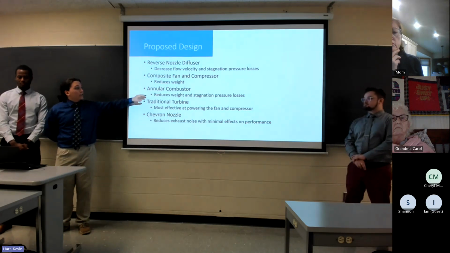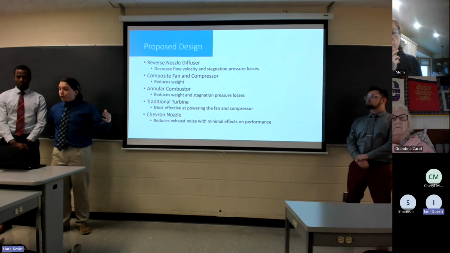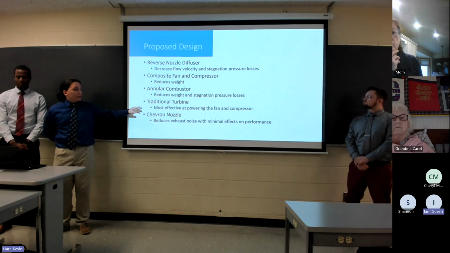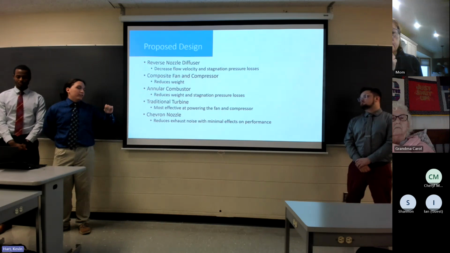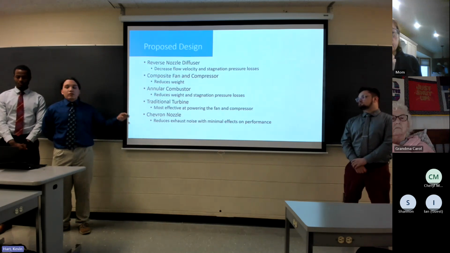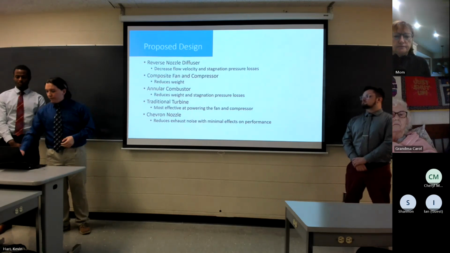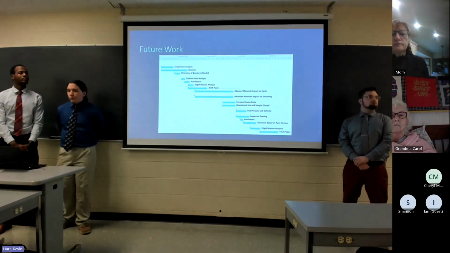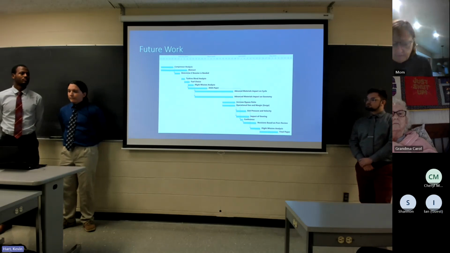We will be using an annular combustor in order to reduce the weight with minimal stagnation pressure losses. We will be using a traditional turbine as it is the most effective at powering the fan and compressors. And as previously said, we will be using a chevron nozzle as it reduces the exhaust noise with minimal effects on performance.